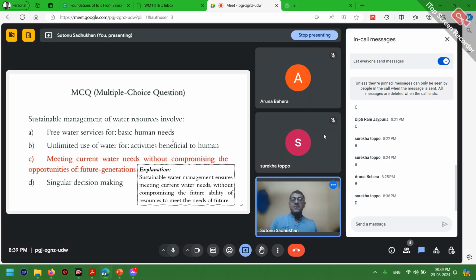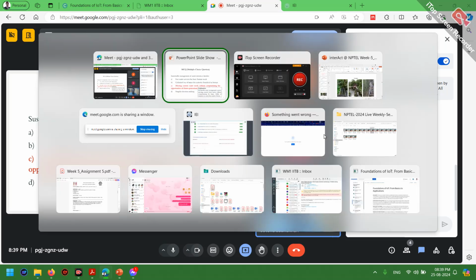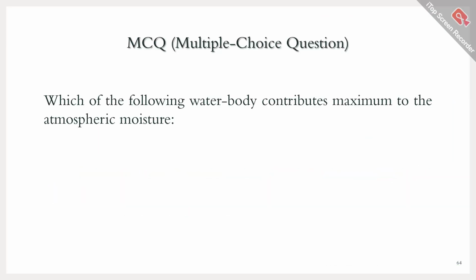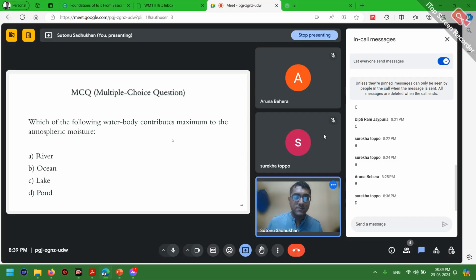Yeah. So now we'll move on to our next MCQ. Which one of the following water body contributes maximum to the atmospheric moisture? Option A river, option B ocean, option C lake, and option D is pond. You can type your answer in the chat box.